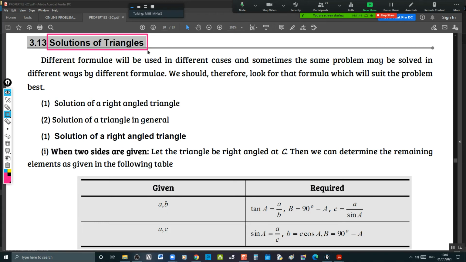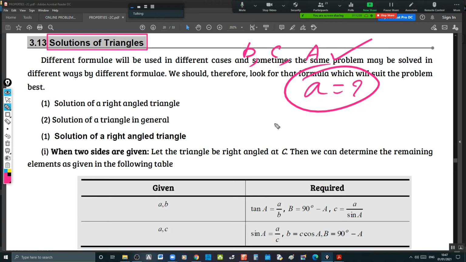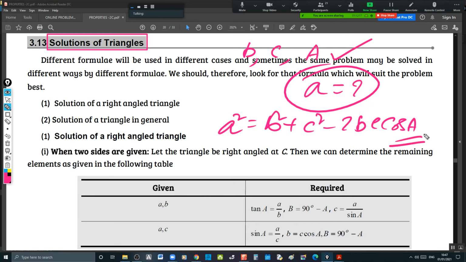For example, you want to find out small a, which is the question mark, and you are given small b, small c, and capital A. Then whether it is possible to find out side a or not is nothing but the solution. For this, the cosine rule is to be used: a square is equal to b square plus c square minus 2bc cosine A. If you make use of it, you'll get small a. That is, the solution exists for this one.